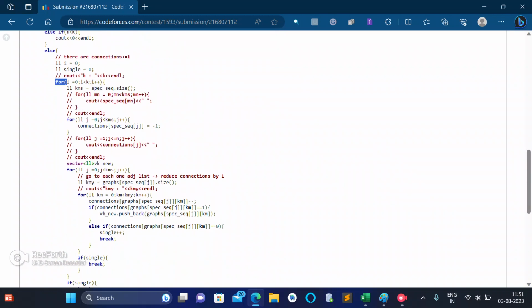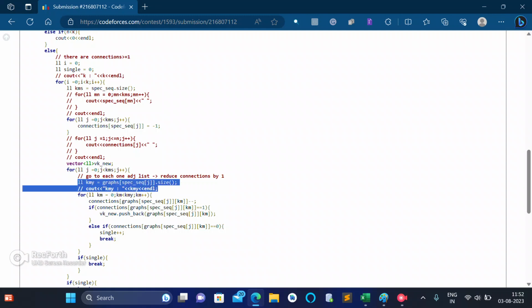You can remove this. After that, what I have done is I traverse from i equal to 0 to i less than k. Then I will traverse the special sequence, and I make the connections of the special sequence -1. And you know what the special sequence contains: it contains all the nodes which are having 1 as their connections. I will make a vector vk_new which will contain my new nodes having connections 1.